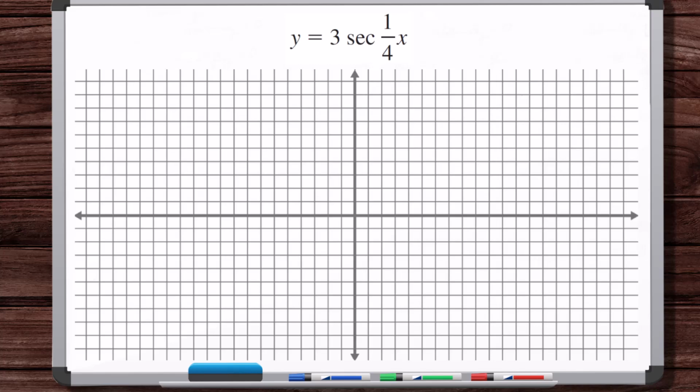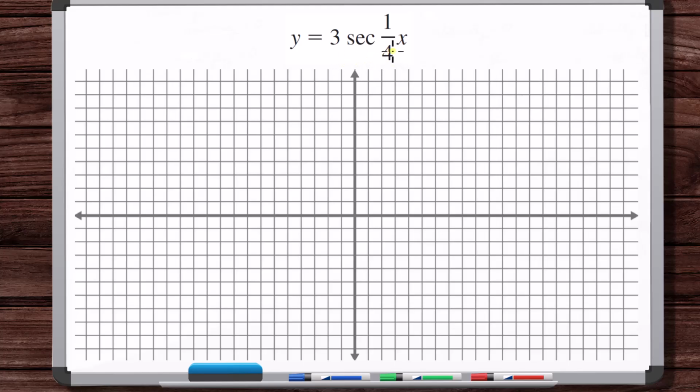In this video, we're going to sketch secant and cosecant functions. The process is going to be very similar to what we did to sketch tangent and cotangent functions, except we're just going to be starting from the base definition of secant and cosecant, which we talked about in the previous video. So, here we've got a transformed secant function.